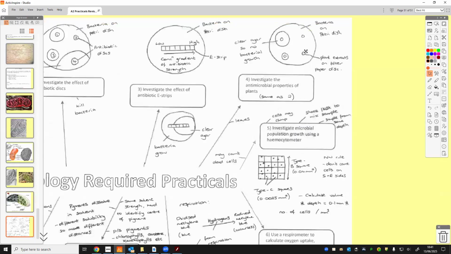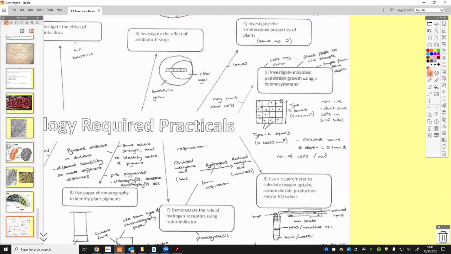So you'd expect a larger clear zone towards the high concentrations. Your antimicrobial properties of plants we talked about. Your hemocytometer we've talked about. Just make sure it's the B square or whatever square it is, multiplied by 0.1, and then you would do 1 over that. Your northwest rule as well, if you're counting there and calculating depth. Generally, it's number of cells per millimeter cubed.